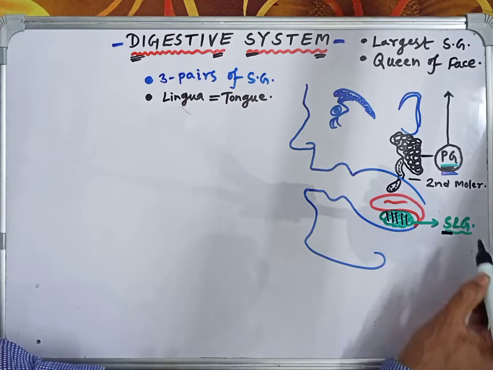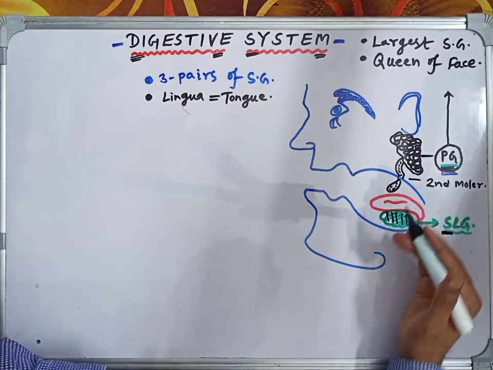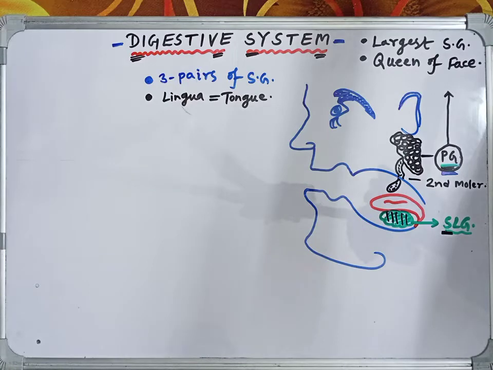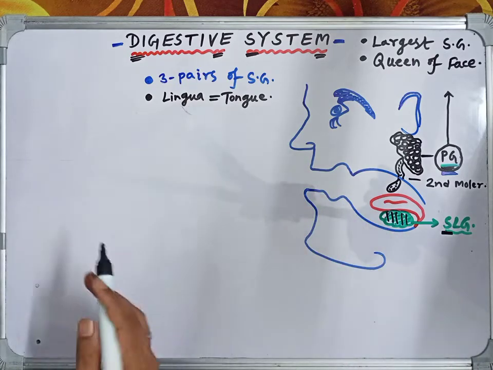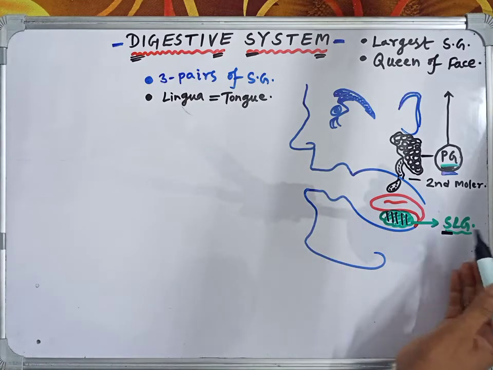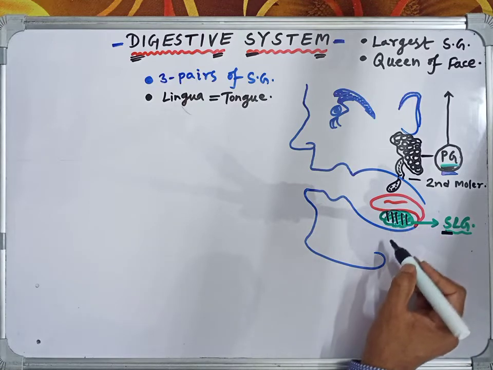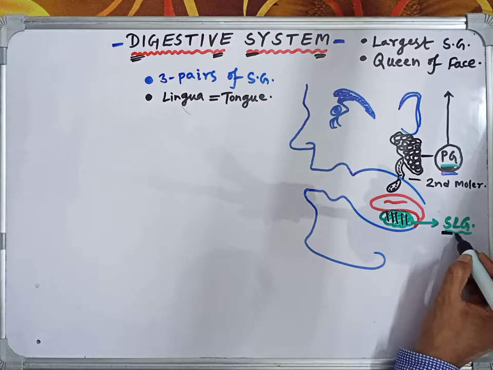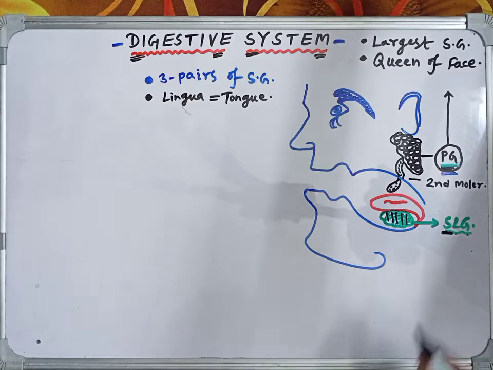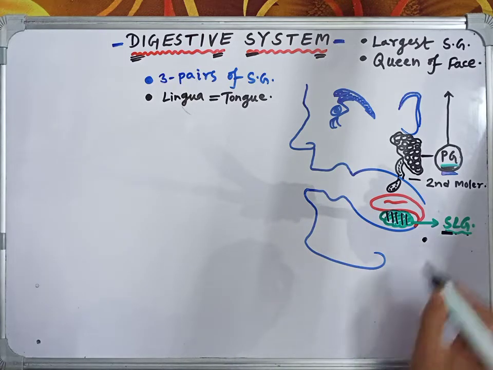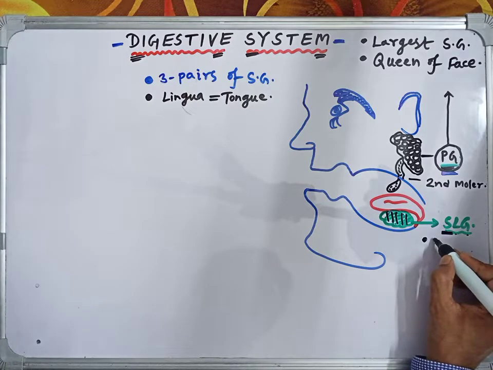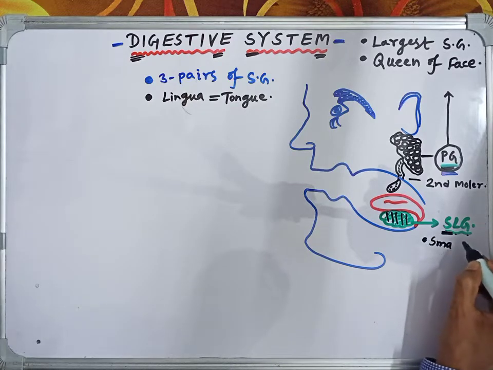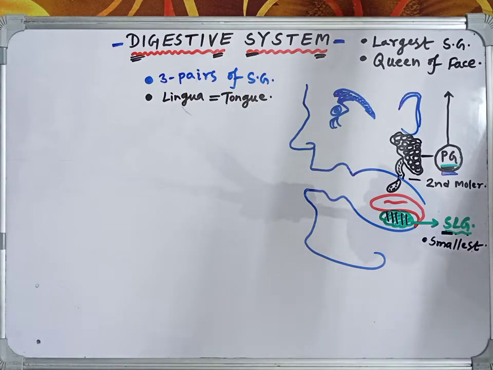That means the sublingual gland is just situated below your tongue, right? Because lingua equals tongue, and sub means below, so below the tongue there is another pair of salivary glands, called the sublingual gland. And again another MCQ regarding this sublingual gland: it is called the smallest salivary gland, right?